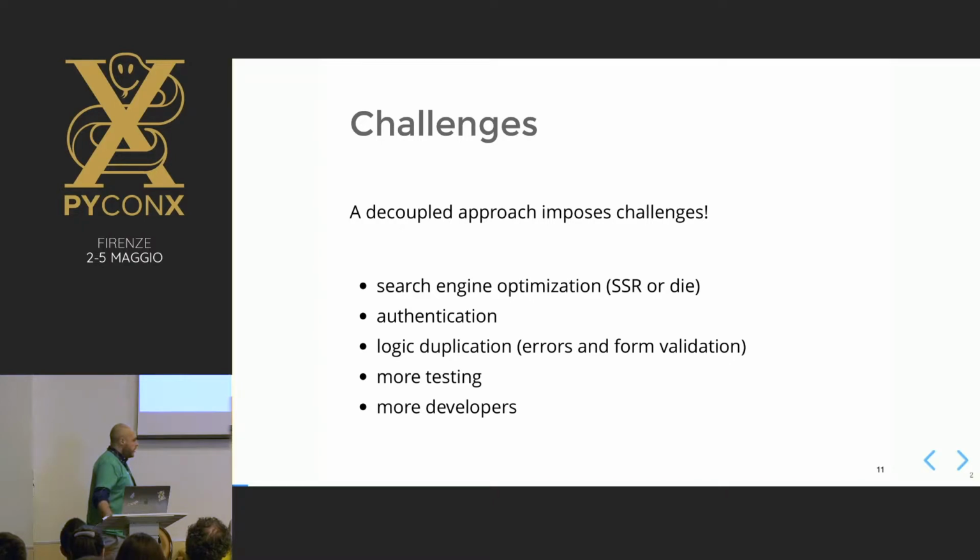Logic duplication. We know that Django has a lot out of the box, like validation, model forms. So if you decouple your front end, you're going to duplicate your logic for form handling and for validation too. That's an easy task. More testing, as I said. You can test the API, but you are going to test the front end too. And if you're testing inside a Django application, you have Selenium that works really well. But you have to consider code duplication when it comes to testing too.